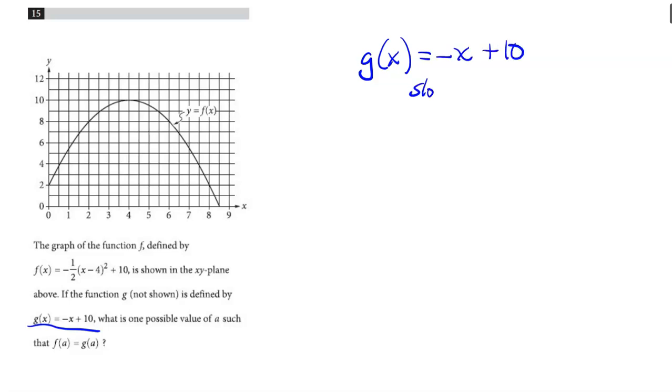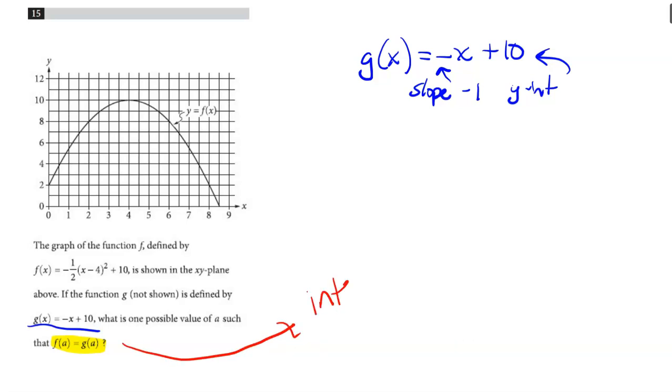This is going to be helpful because the slope is negative 1, whatever's in front of the x term. And then the y-intercept is going to be positive 10. So that's going to help me graph that thing. Let's finish the question here. What is one possible value of a such that f of a equals g of a? So the two functions are going to be the same, meaning their y values are going to be the same for the same input a. So the key idea is, when is that going to happen? Well, it's going to happen when these two graphs intersect. So we're looking to see when f and g intersect.